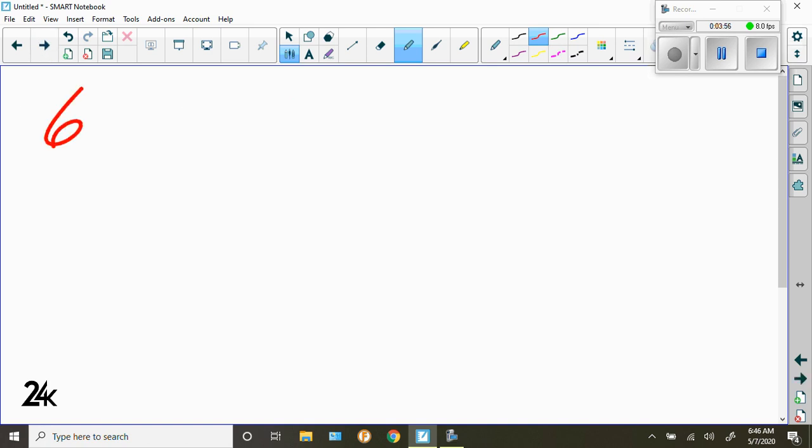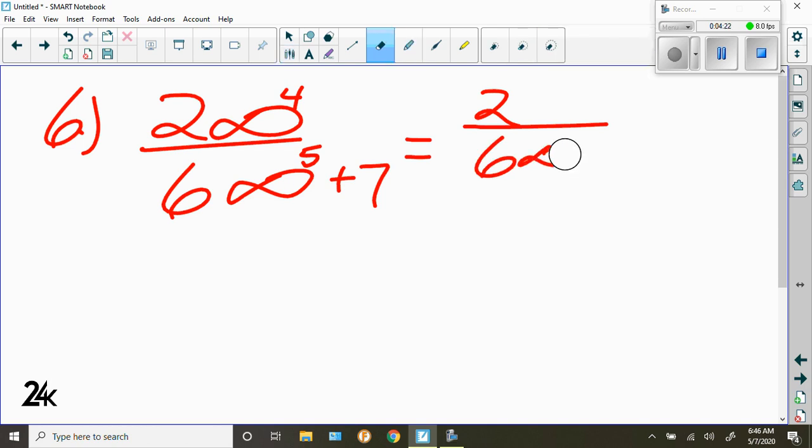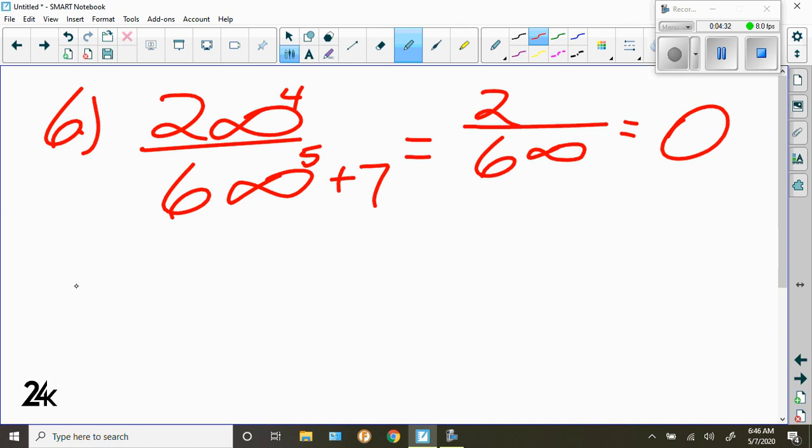Number 6. I can't even read that number. I don't have my glasses on again. 2 infinity to the 4th over 6 infinity to the 5th plus 7. So it's really like 2 divided by 6 infinity. Because they cancel out. So 2 divided by a huge number is 0.